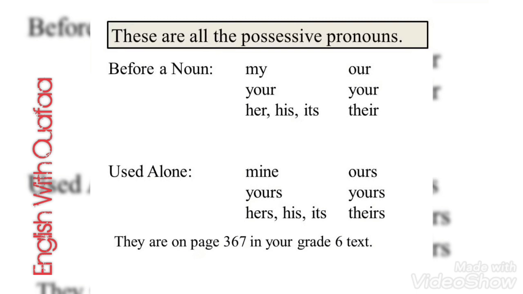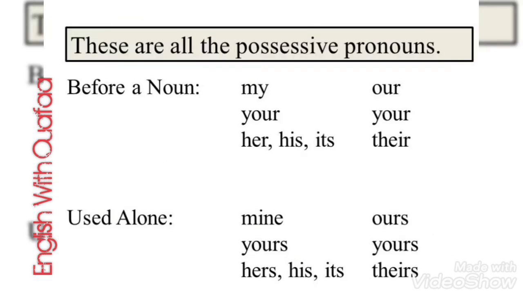These are all the possessive pronouns we have before a noun: my, your, her, his, its, our, your, and their. And the ones used alone: mine, yours, hers, his, its, ours, yours, and theirs. Okay? So here we have possessive pronouns that need a noun. A possessive pronoun needs a noun to have a meaning. And we have a possessive pronoun which can stand on itself, which means it doesn't need a noun.